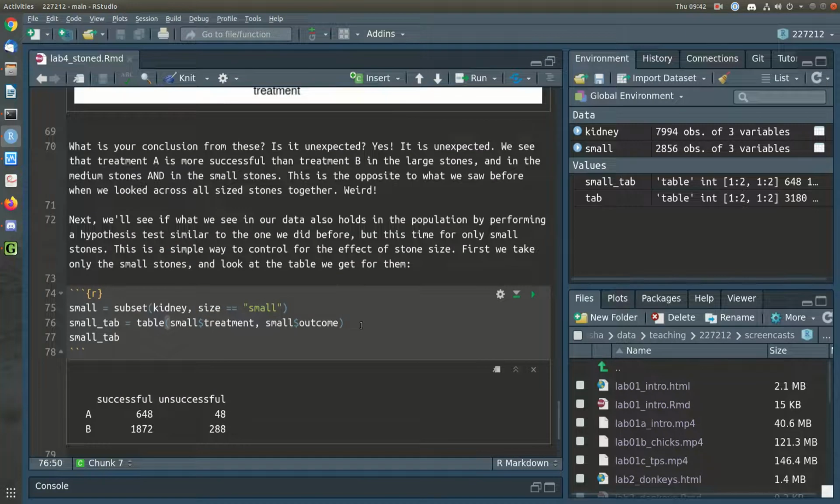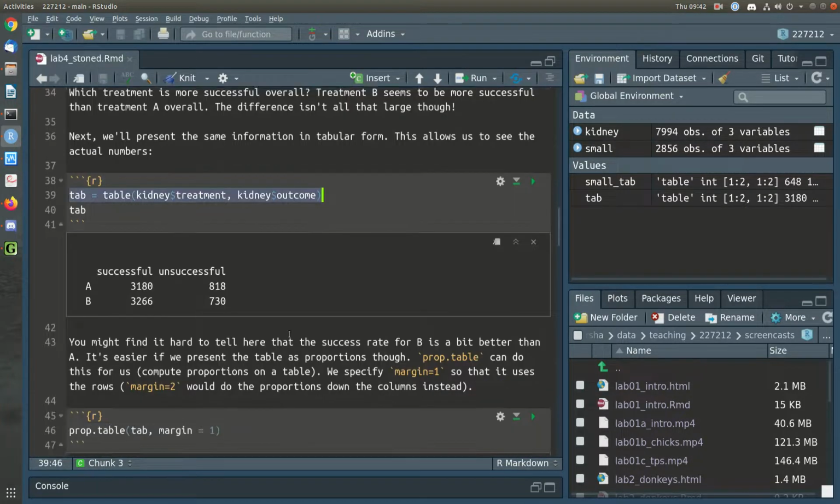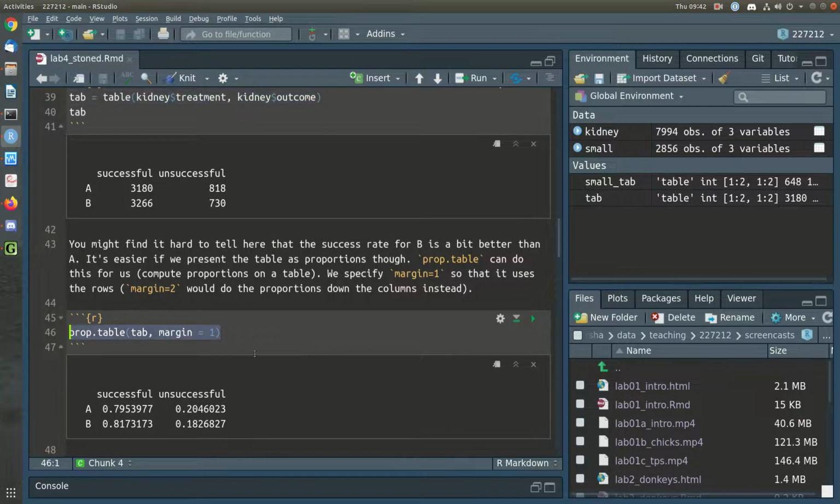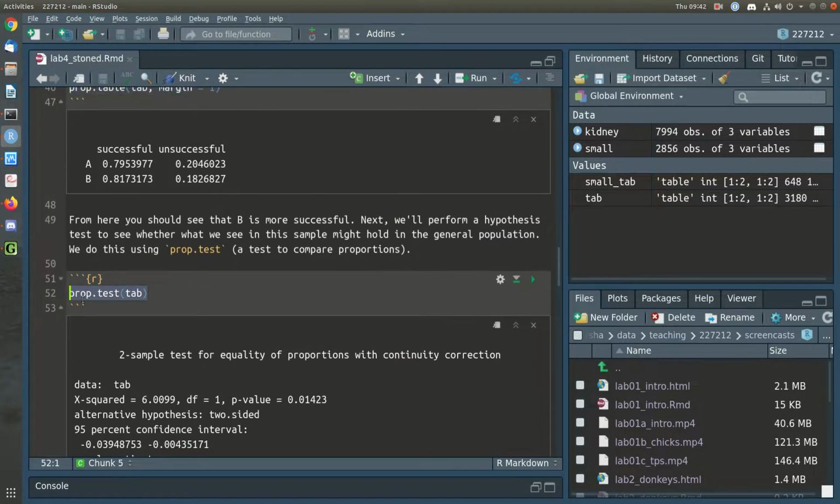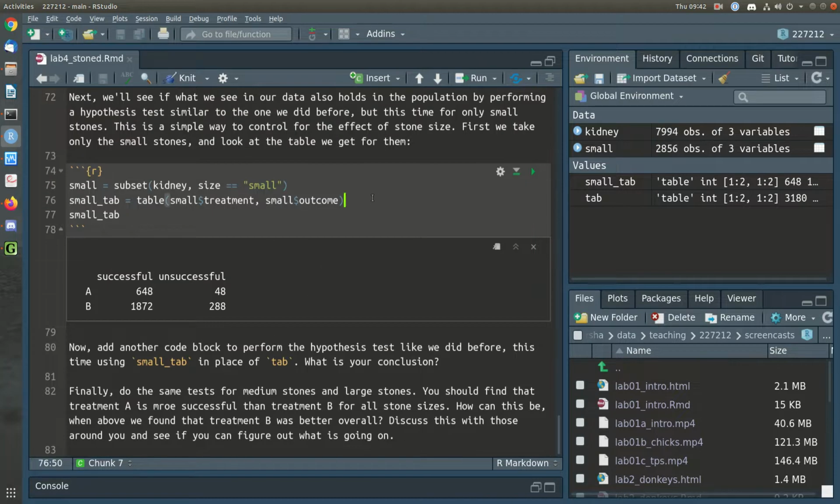And now we're going to repeat the process using the small data set instead of the kidney data set. So essentially we're going to rerun these lines of code here. So we're going to regenerate our table. We might do a prop.table to get an idea of the proportions. And we're going to do a prop.test to test whether those proportions are different in the population. So we're going to table up things. So there's the table of the small stones, the success rates between A and B.